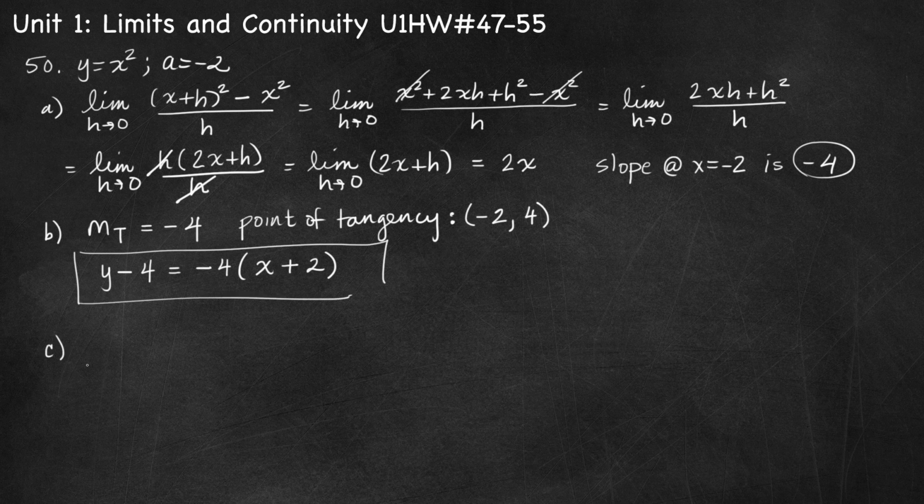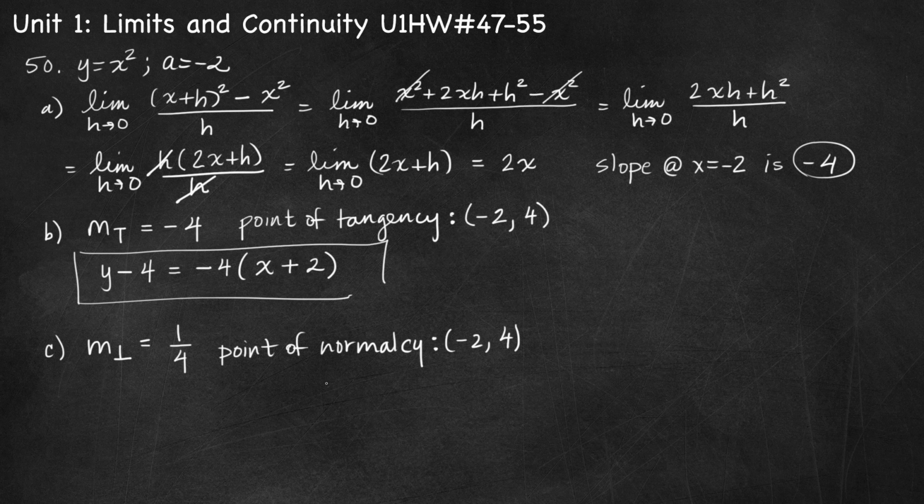Part C, we want to find the equation of the normal line at this same x value, -2. So I want the slope of the normal line, and the slope of the normal line is just the opposite reciprocal slope of the tangent line. Since the tangent has a slope of -4, the normal line has a slope of positive 1/4. And then the point of normalcy, we can call it, is going to be the same point as the point of tangency. And we'll see when we graph it that they do pass through that same point.